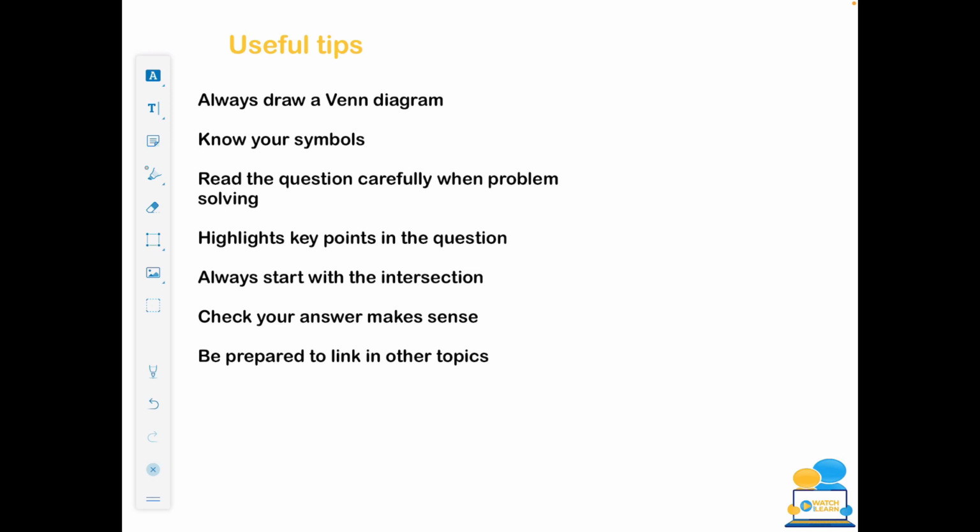And finally, be prepared to link in other topics. Algebra and probability are 2 very common ones linked in with sets questions. With all your topics, you need to be ready to link in different topics, but for sets in particular, algebra and probability are important.